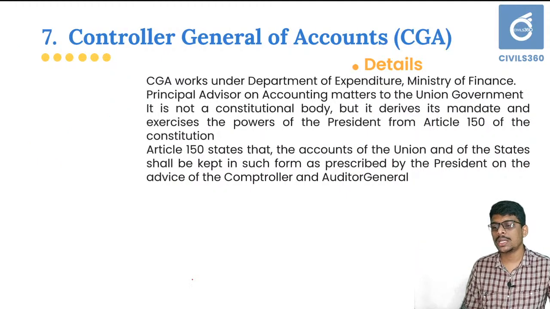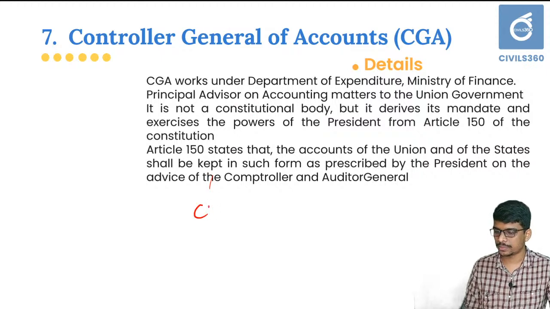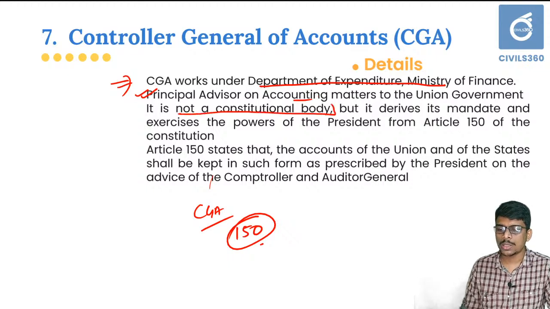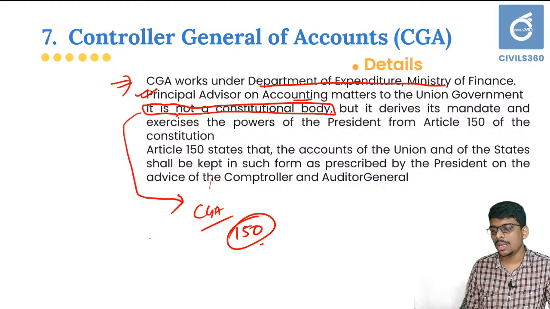Okay, next one is the Controller General of Accounts or CGA, or Article 150. But the importance is that the CGA works under the Department of Expenditure, Ministry of Finance. He acts as the principal advisor on accounting matters to the Government of India, and it is not a constitutional body. Okay, first thing to understand is it is not a constitutional body, but it derives its powers from Article 150.